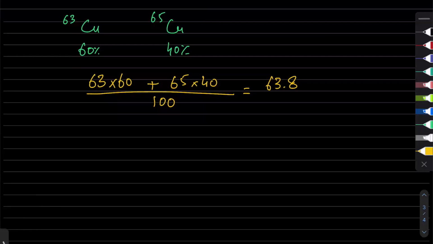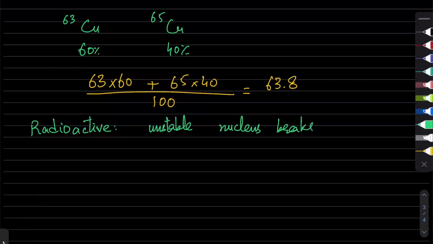Some isotopes are, and this is the last main idea here, radioactivity. So some isotopes are radioactive. That means they are unstable nuclei. An unstable nucleus breaks down, releasing energy.